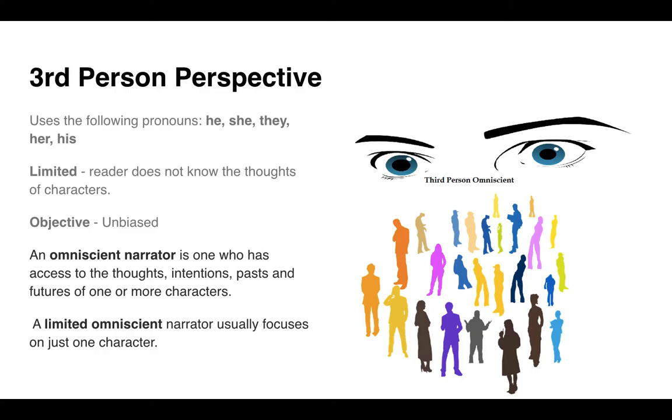But if the narrator knows all the thoughts and intentions in the past and future of all the characters, then that's called omniscient third person perspective. However, if the narrator only knows the thoughts and feelings of one character, then it's called limited omniscient.